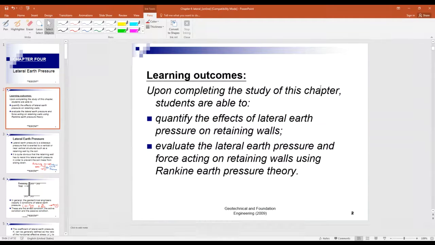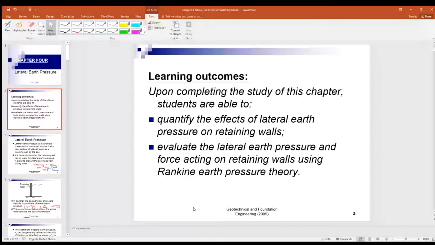Now, at the end of this chapter, you should be able to quantify the effects of lateral earth pressure. In other words, the horizontal soil pressure acting on the vertical structure like retaining walls. And you should also be able to calculate the lateral earth pressure and the total force acting on the retaining wall using the Rankine earth pressure theory, a very famous and very old theory of earth pressure that nowadays we are still using.